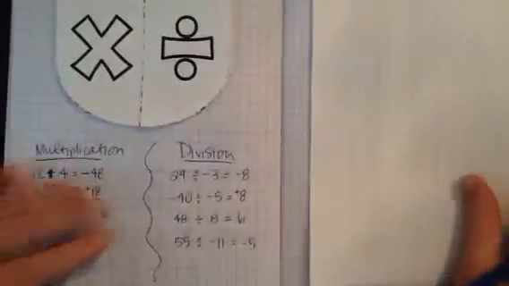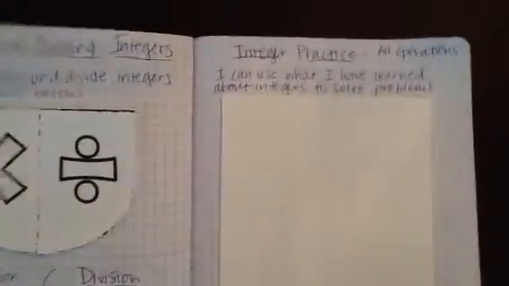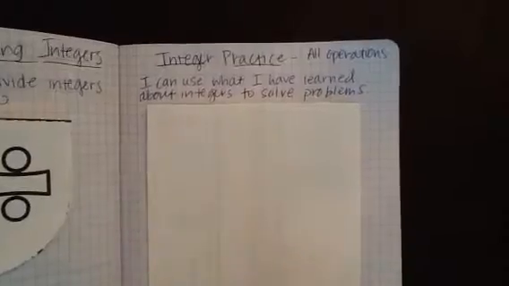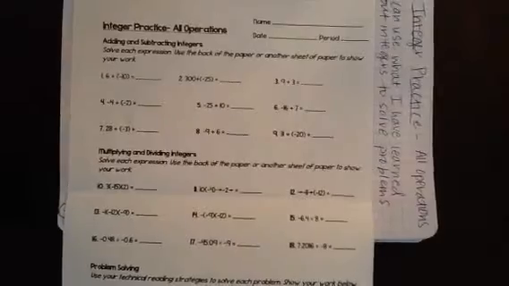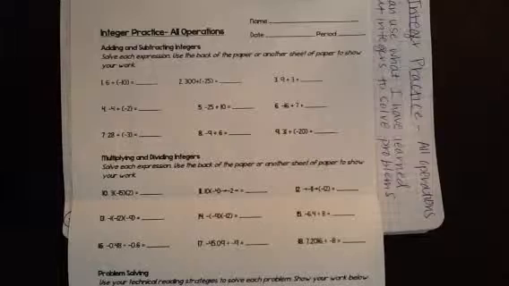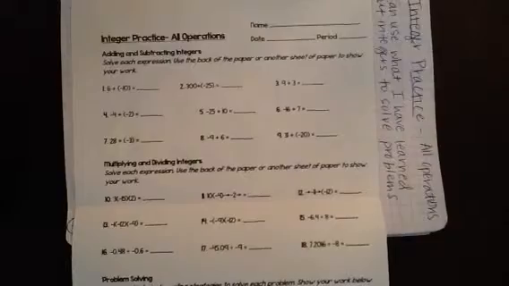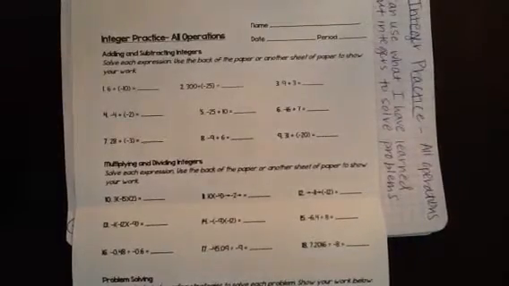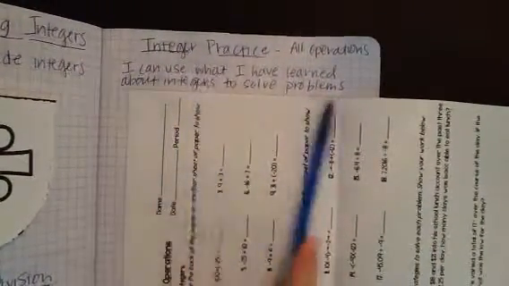So if you need more help with this, please come and see me. Otherwise, I'm going to assume that you're feeling pretty good about it, and then you're going to flip over to this next page. You should have been given a sheet that looks like this. Okay? This is all operations. You've now learned all of the integer operations, so this is kind of a culminating activity where you're going to use the skills that you've learned throughout the unit so far to answer some problems. So at the top of your page, you want to just put integer practice, all operations, and then your target is, I can use what I've learned about integers to solve problems.